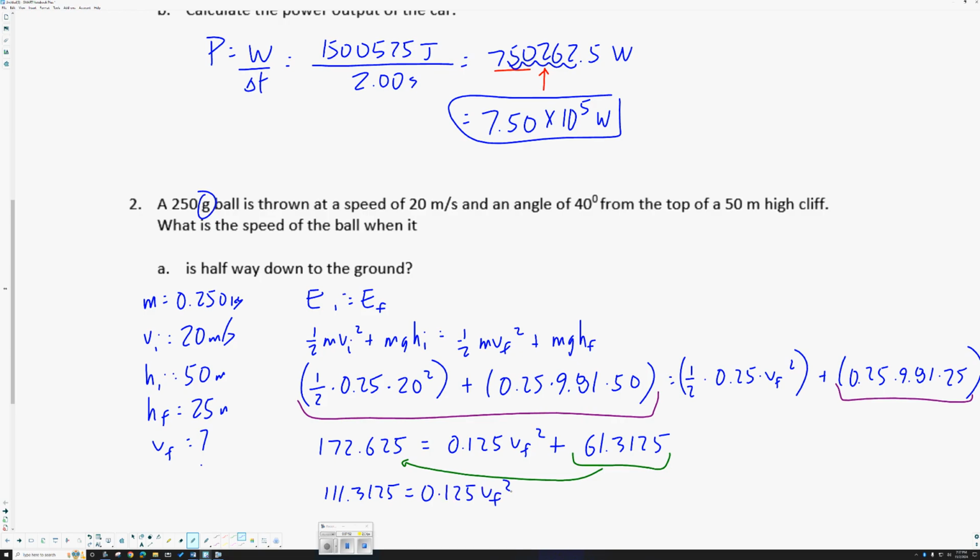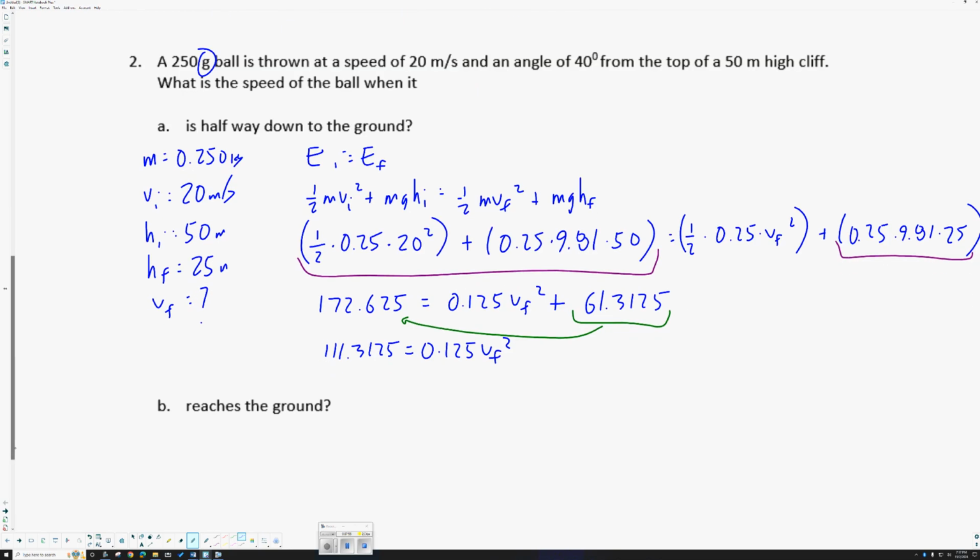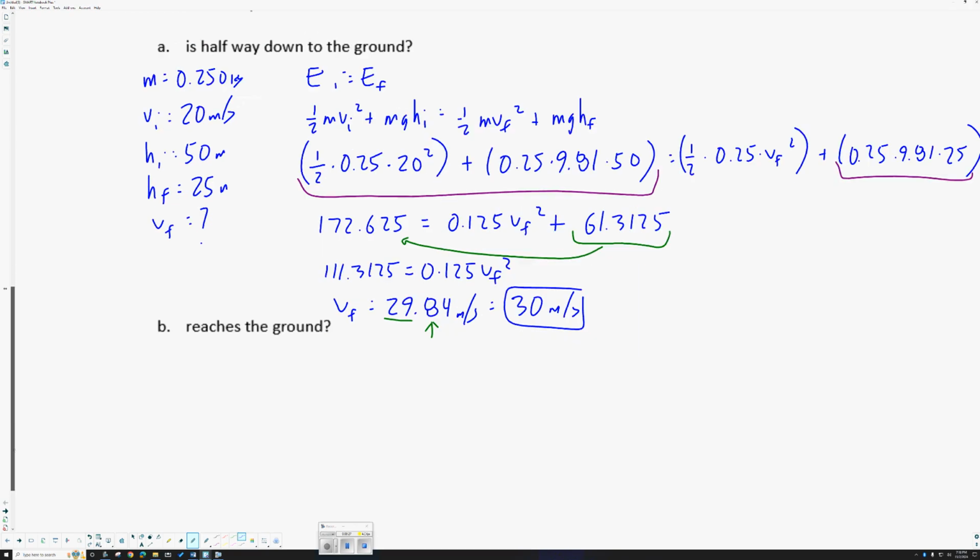Let's take the 0.125 over by dividing, and then let's square root. So divide by 0.125, then square root, and we should get a VF here of 29.84 meters per second. We're going to round that to 2 digits. The third digit is an 8, so the second digit is going to round up. That gives me 30 meters per second. That seems reasonable, right? We started at a speed of 20 meters per second. Now halfway down, we're moving at 30 meters per second, faster than we were when we started.